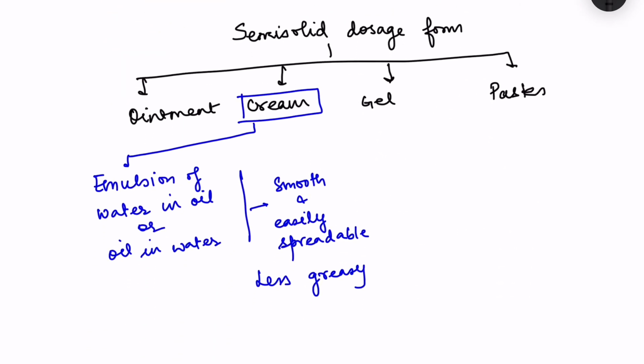The next is cream. Cream is basically an emulsion of water in oil or oil in water. This is smooth and easily spreadable and is less greasy compared to the ointment, and it does not provide as much barrier as the ointment. So if we want a lot of hydration of the skin, where locking of water is required, then ointments are preferred. However, sometimes these ointments can be very sticky and may not be preferred by the patient. Secondly, in some weather conditions like summer, ointments may not be preferred.